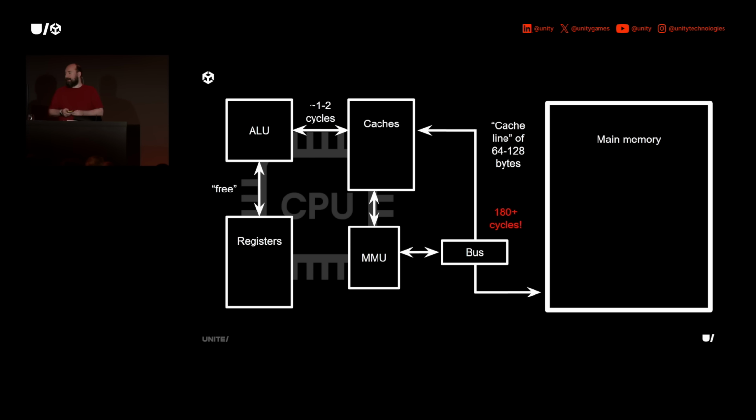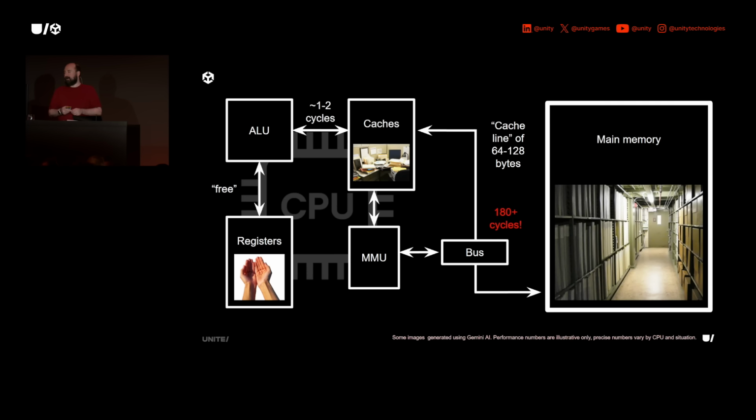You could think about it like this. The registers are like the CPU's hands that it can use to hold what it's working on right now. Caches are like the CPU's desk. And then main memory is like a massive archive in the basement of another building in a different city. A bus ride away, so to speak.